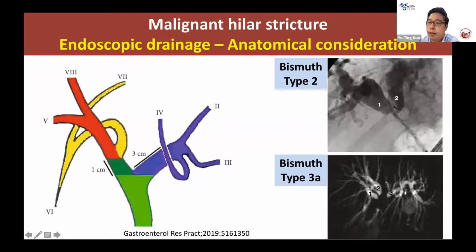You need to make sure of the relationship of the obstruction, just like this one, which is a type 3A. The right anterior and the right posterior ducts are already separate. So this is type 3A, and the left branch is not involved at all.